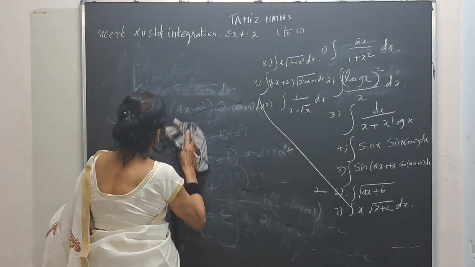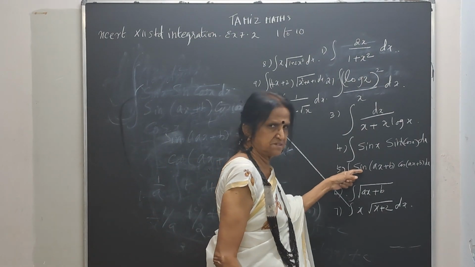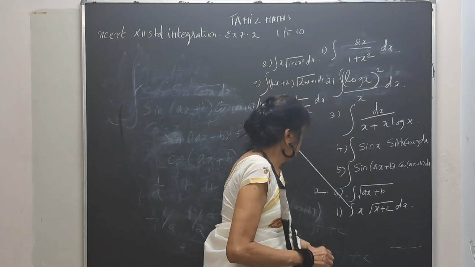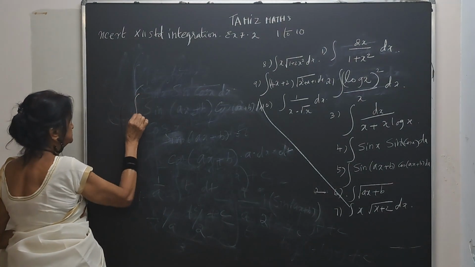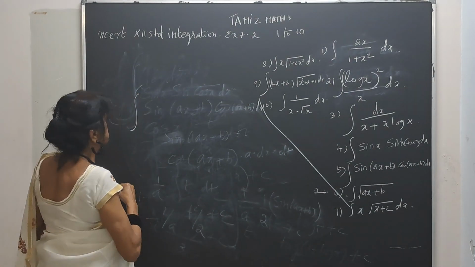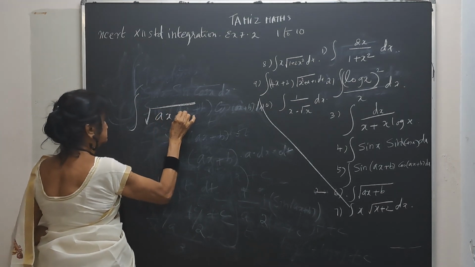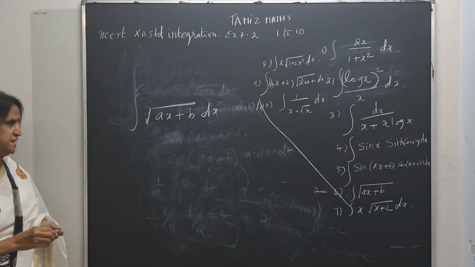Now we go for the next. So this is over. I put this as t. You can even put this as t. That also you can do. Now, integrate root of ax plus b. Integrate root of ax plus b dx.